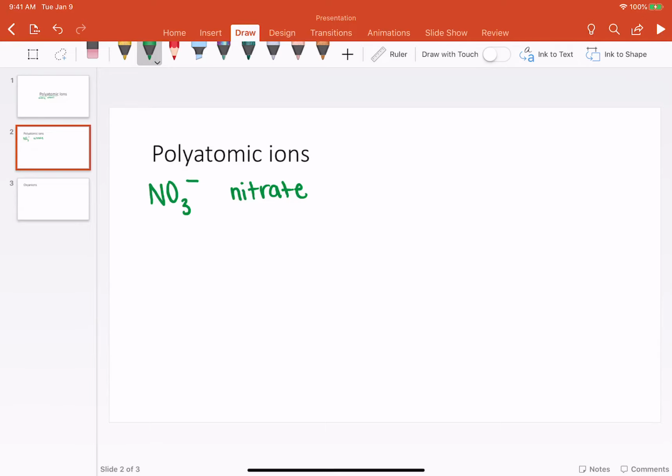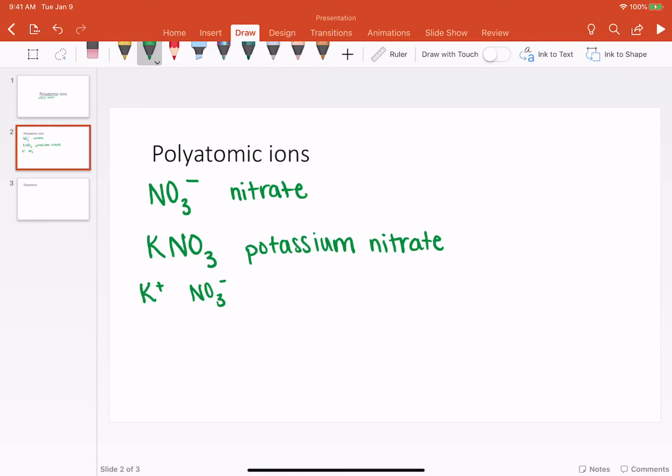So the way that this would show up in an ionic compound, for example, is in a compound that looks like this, KNO3. So this would be potassium nitrate, and it's made up of a K plus and that NO3 minus. So notice that this still obeys the rule of ionic compounds in that the plus and the minus charges equal each other, so they balance each other out.